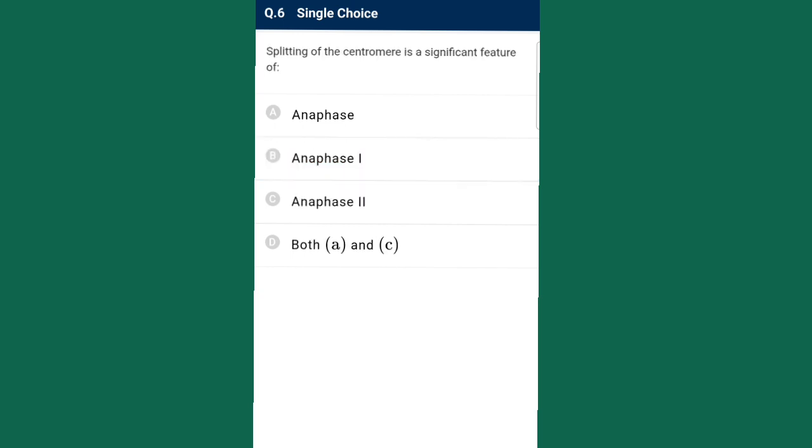Question number 6. Splitting of centromere is significant feature of. During anaphase of mitosis and anaphase 2 of meiosis, centromere splits and chromatids are separated. These chromatids are known as daughter chromosomes and they start moving towards opposite poles. During anaphase 1 of meiosis, disjunction of chromosomal pair occurs and chromosomes are separated. So the answer for this question is option D. Both A and C are correct.